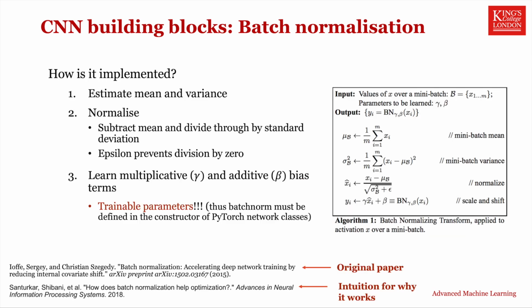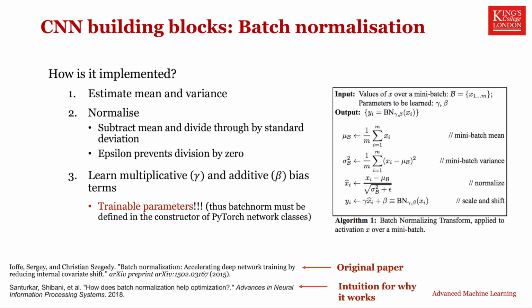The operation itself is as follows. So first, the mean and variance must be estimated across the batch for each variable input to the layer, shown here by the variable x. Then, normalisation is performed by subtracting the mean and dividing through by the standard deviation, where the epsilon prevents division by 0. The goal is to ensure updates are of comparable size independent of what data goes in, this being known as covariate shift. Finally, multiplicative and additive bias terms are learnt.